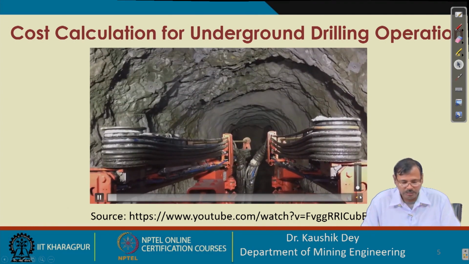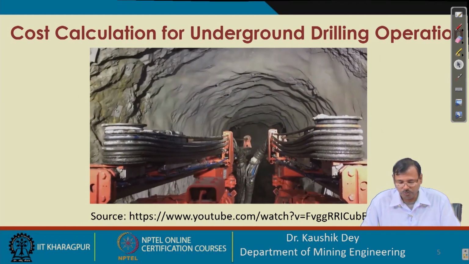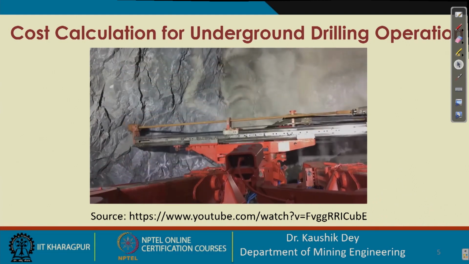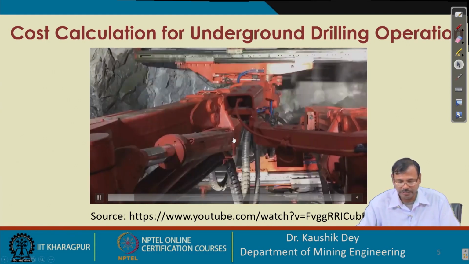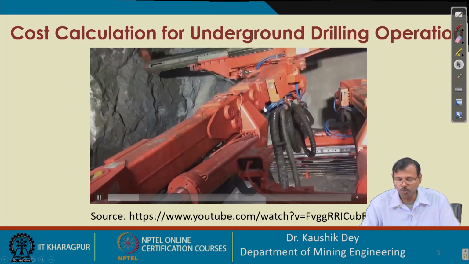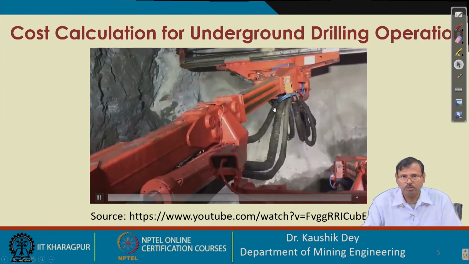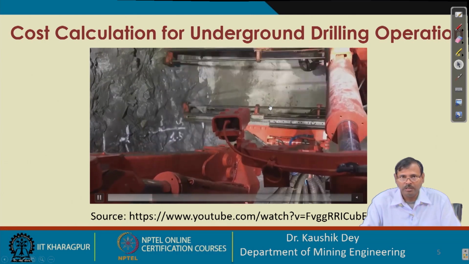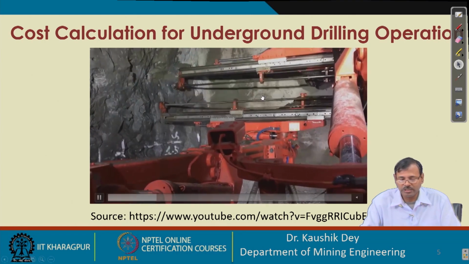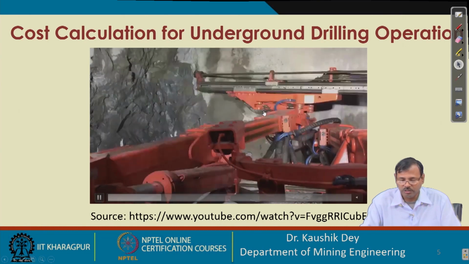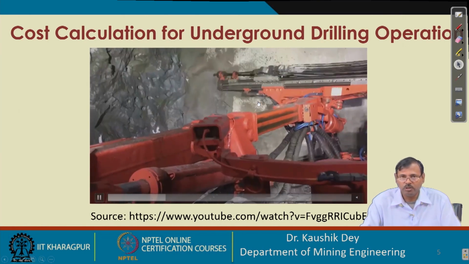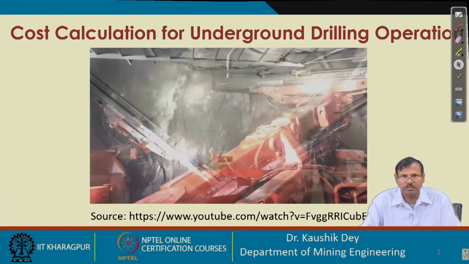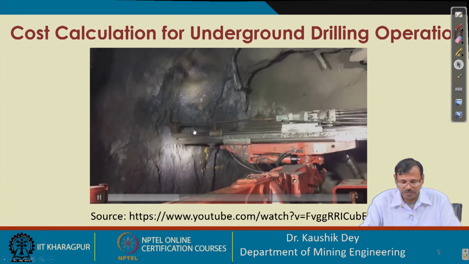So, let us see in this case, this is a video we have taken from YouTube. This is a twin boom jumbo. You can see there are 2 booms, one at this place and another is this one. So, 2 booms are simultaneously carrying out drilling operations, and you can see these arms are very similar, 2 holes are simultaneously being drilled here. This is very similar to holding a pen in your fingertips. So, the machine resembles that, and you can see the 2 holes are being drilled simultaneously here.